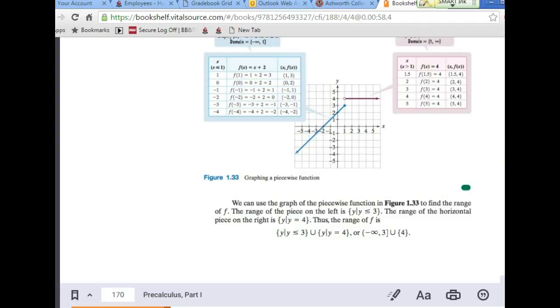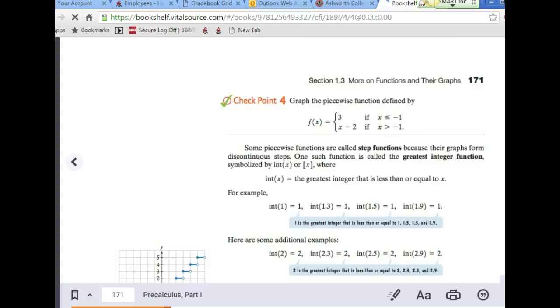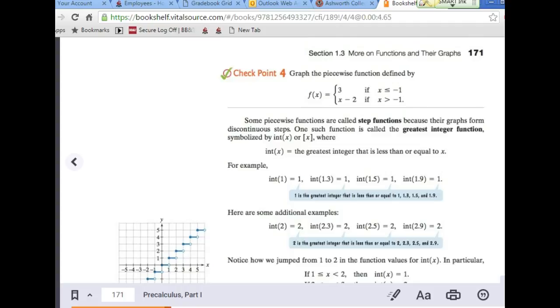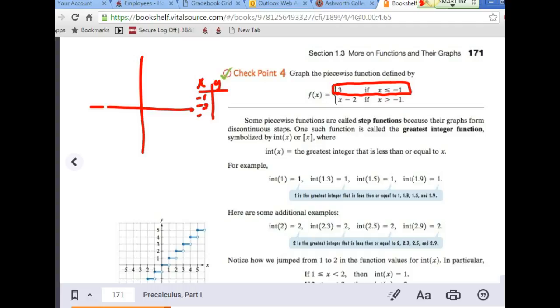Okay, let me move over to this next page. If we were going to graph this particular piecewise function, again, you would have your graph here, or a chart. Let me do an XY chart. When everything is less than or equal to negative 1, it's just a flat out 3. So that means if I pick negative 1, negative 2, negative 3, negative 4, and so on, the answer for y is going to be 3 every time.